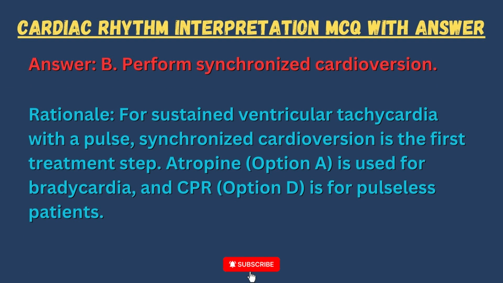Answer: B. Perform synchronized cardioversion. Rationale: For sustained ventricular tachycardia with a pulse, synchronized cardioversion is the first treatment step. Atropine, option A, is used for bradycardia, and CPR, option D, is for pulseless patients.